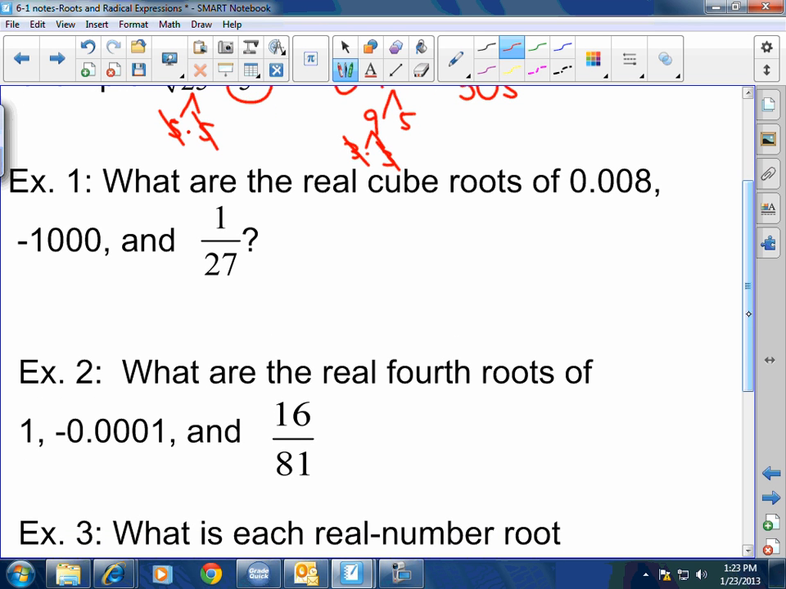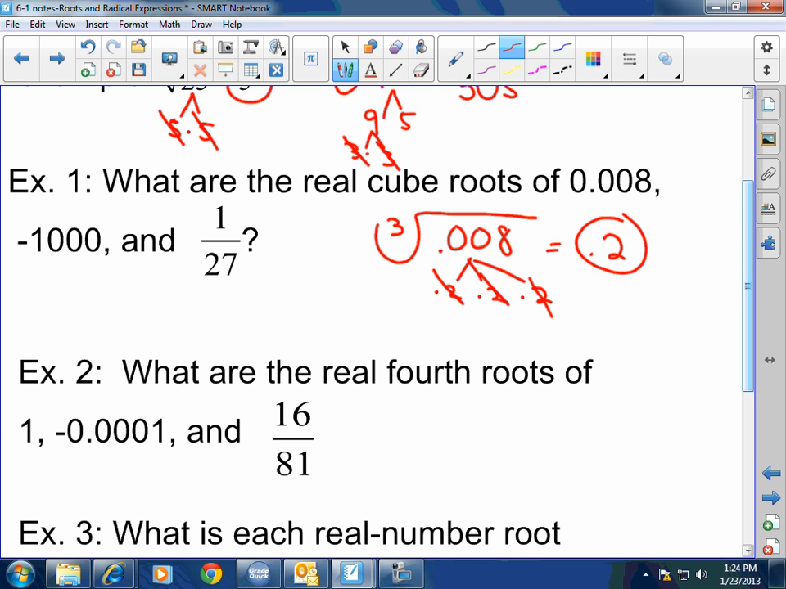So, what are the real cube roots of each of the following numbers? When I have 0.008, what is the cube root of 0.008? Very good. That's fantastic, guys. You've got to break it down. This is going to be 0.2 times 0.2 times 0.2. 1, 2, 3, the 0.2s come out as 0.2. Done.